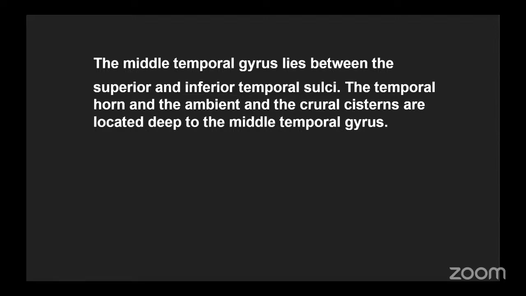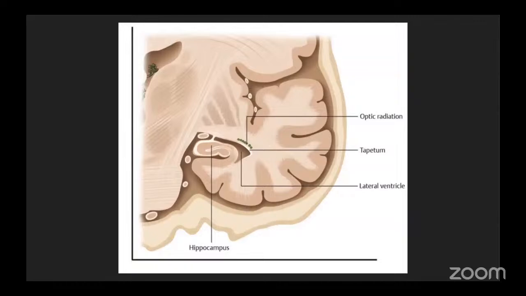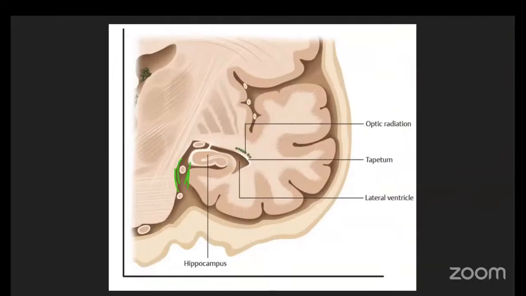So, middle temporal gyrus, it lies between the superior and inferior temporal sulci. We already did that. Deep to middle temporal gyrus, we are going to find the temporal horn. But there was another important structure that I forgot to mention. Ambient and the crural cisterns are also located deep to it. So, if we are going deeper, you can see this region, the CSF and the crural cistern here as well. Crura is not nicely visible. Let me see if I have a better image.